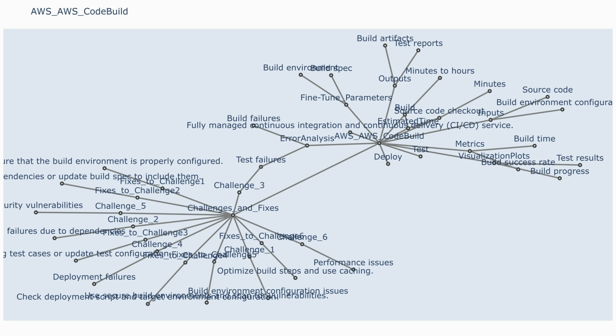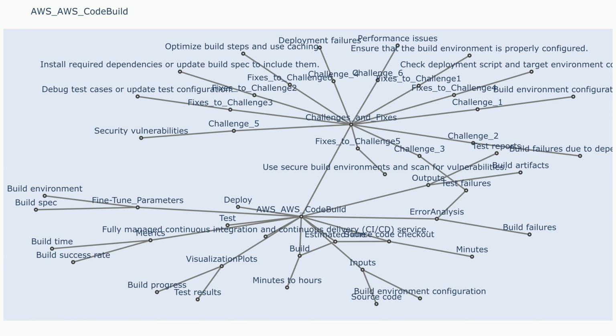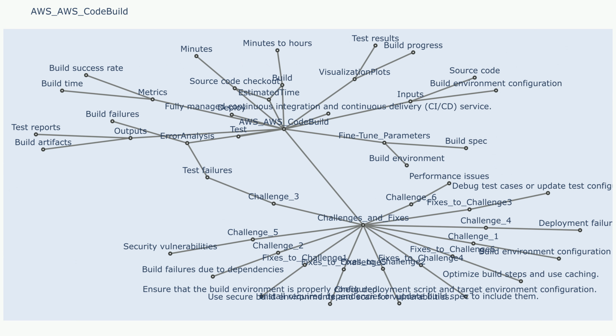YAML. Prerequisites. AWS account. Purpose: necessary to access AWS services and resources, including CodeBuild. Explanation: AWS CodeBuild runs within your AWS account, so you need an active account to use the service. The account provides the authentication and authorization for accessing CodeBuild and other related services.